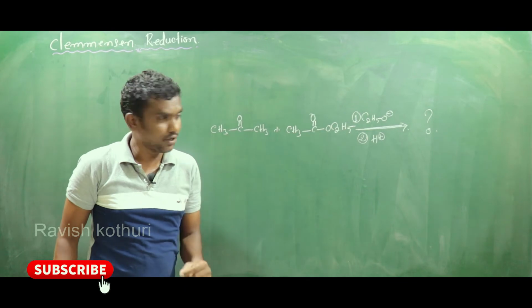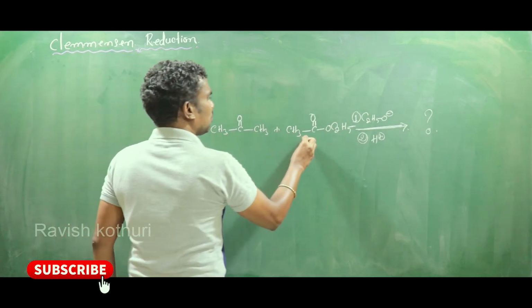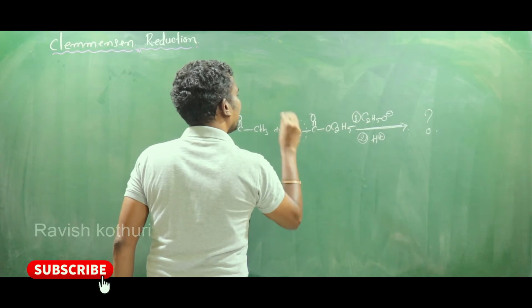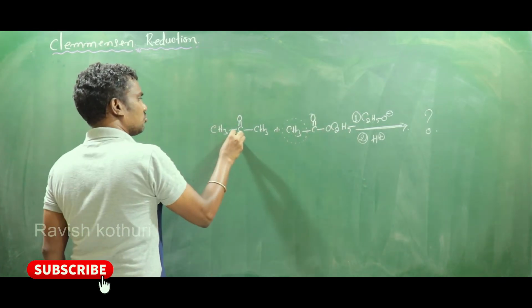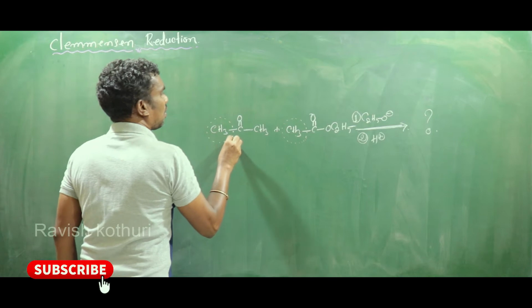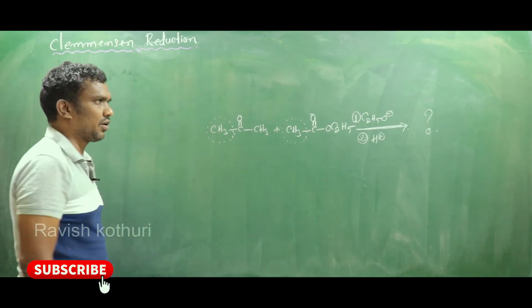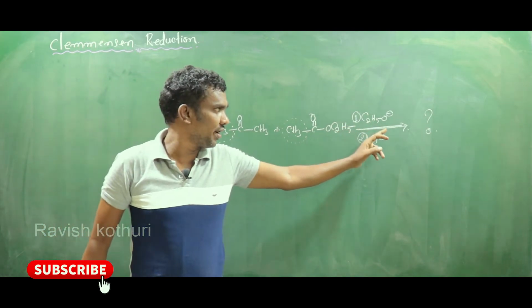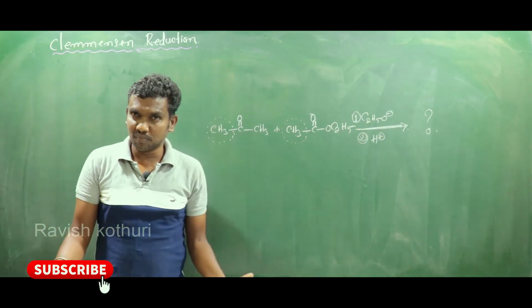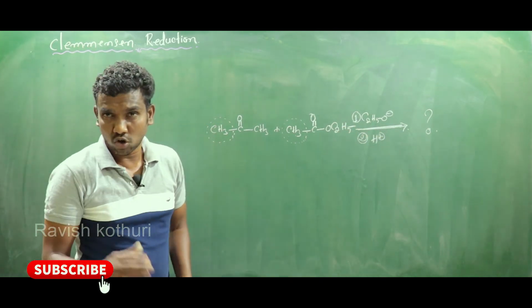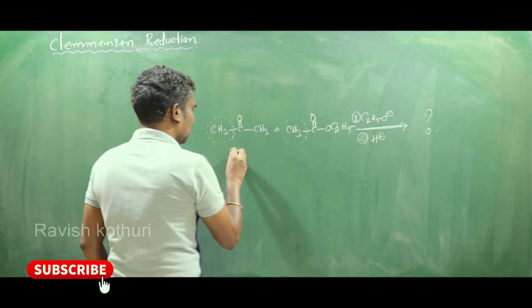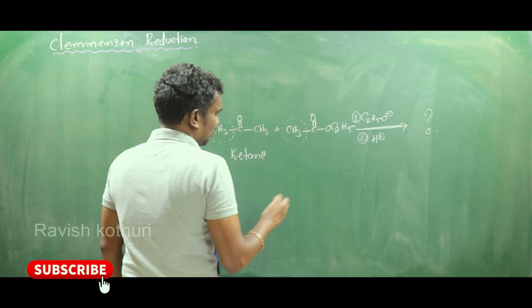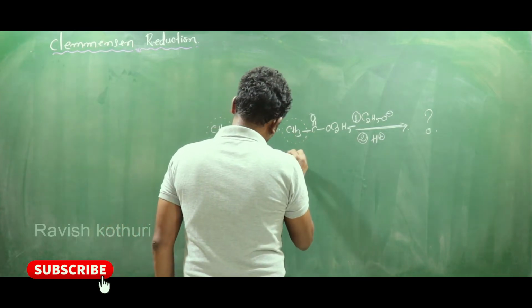I can give one hint. Here, this is an alpha carbon, and the alpha carbon contains alpha hydrogens. This is also an alpha carbon, and it contains alpha hydrogens. So now the question is that the C2H5O minus will abstract the proton from the ketone or the ester. Ketone or ester, right?